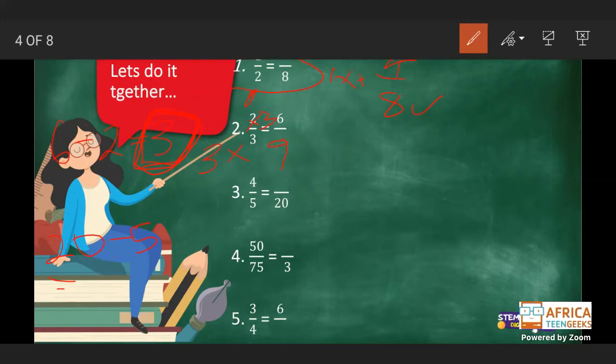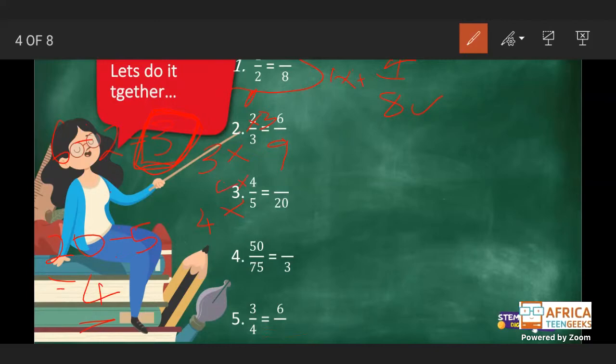and that will give us 4. So it means that they used 4 as the number to multiply both numbers in order to get their equivalent fraction, right? So it means that 4 multiplied by 5 equals 20. So our numerator, we multiply by the same number.